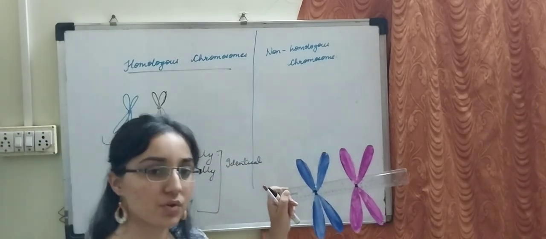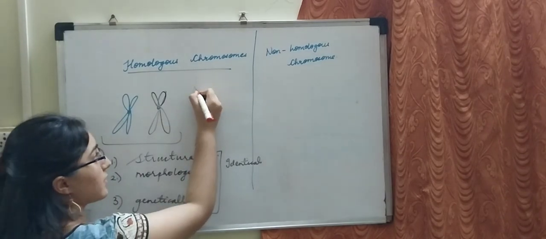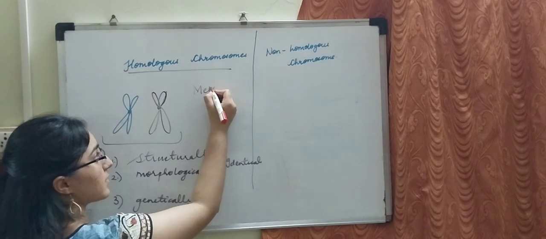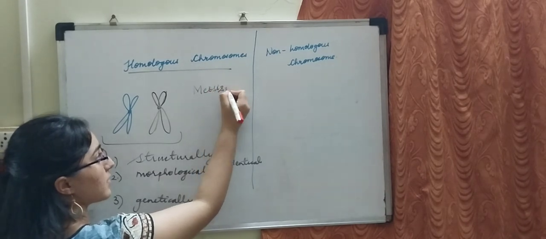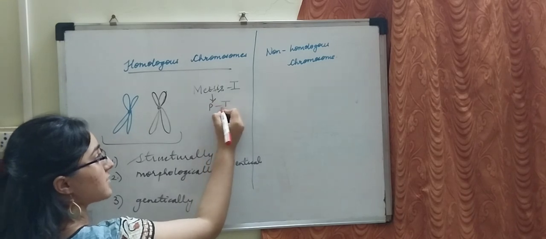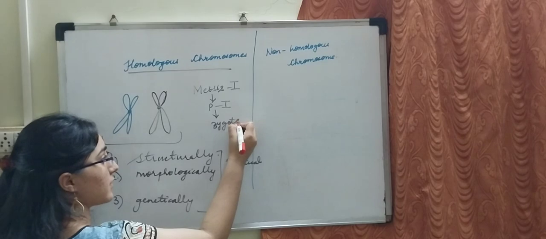And these chromosomes pair during meiosis 1, and that also in prophase 1, in the zygote stage.